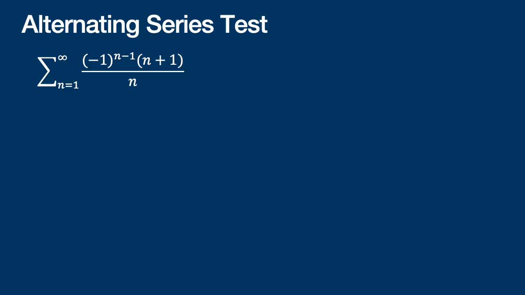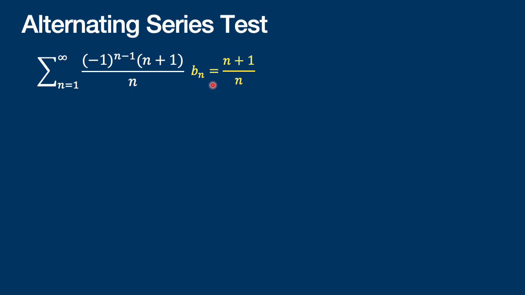Let's have another example for the alternating series test. Can you see this one right here, guys? This is going to be alternating sign. So this is an alternating series. You're going to find the Bn. Bn is going to be n plus 1 over n.